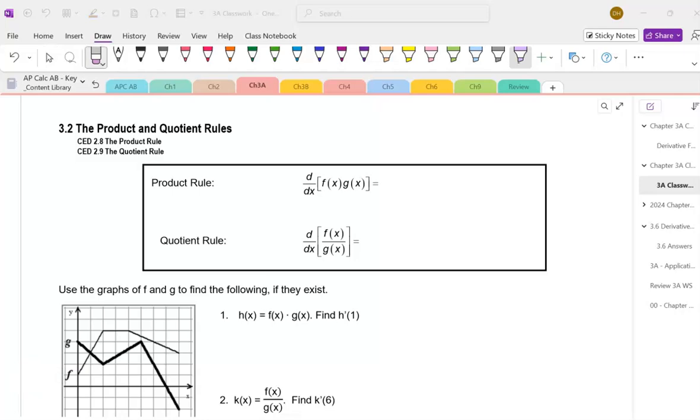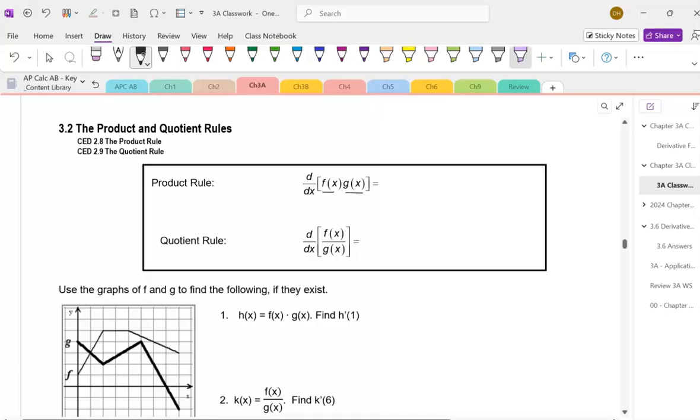In section 3.2, we're going to use all of the derivative rules that we used in section 3.1, except that in today's lesson, we're going to be talking about how to take the derivative when you've got two different functions being multiplied or two different functions being divided. So to start with, we've got the product rule.